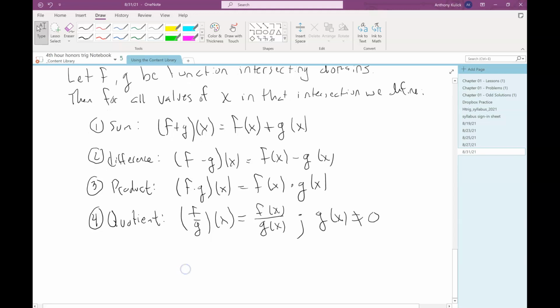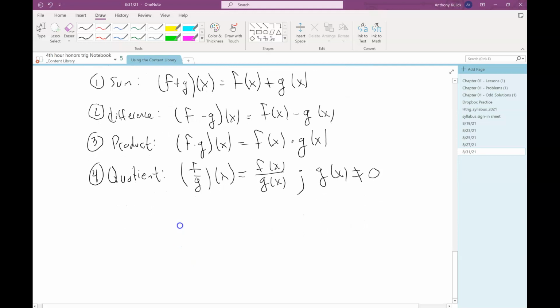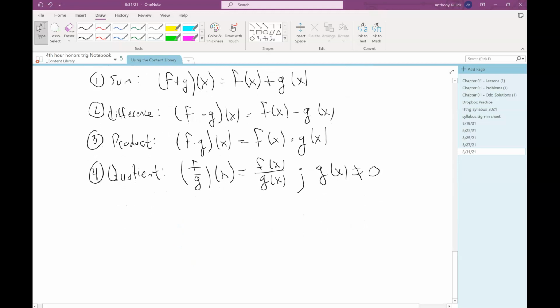What is the symbol between the fraction f(x) and g(x)? The semicolon? Yeah. That's just saying that you can divide the two functions provided that the denominator is not 0, right? That's all we're saying there. Just a semicolon.